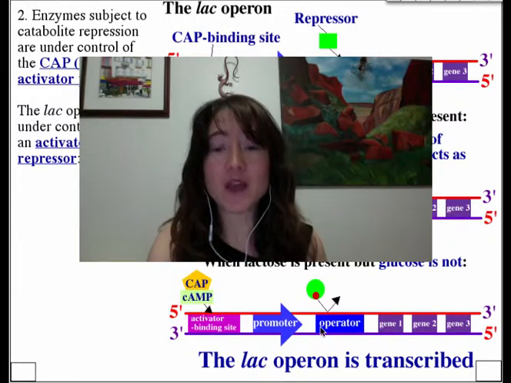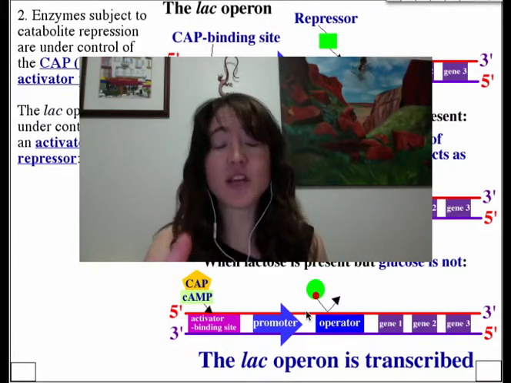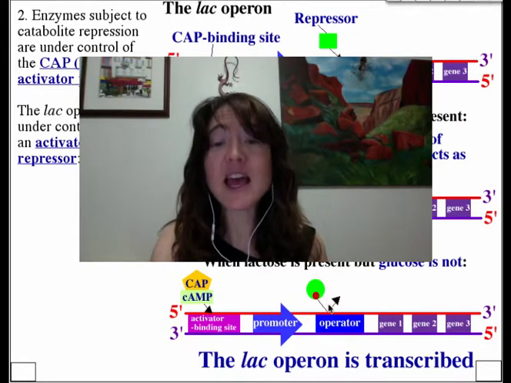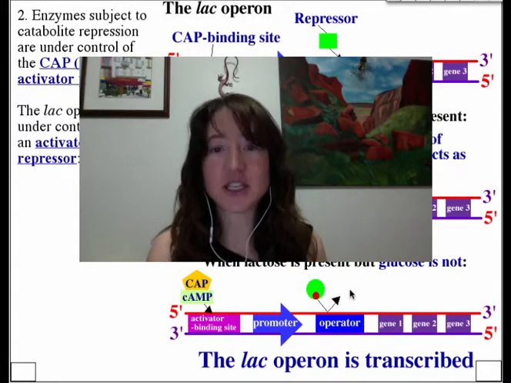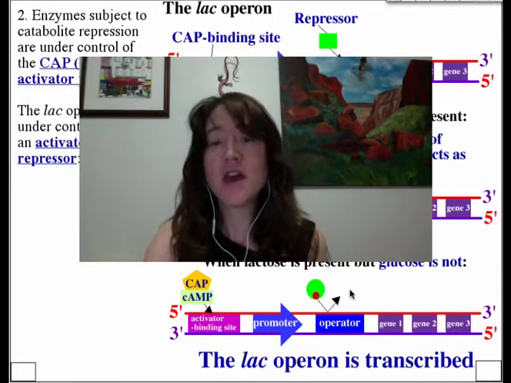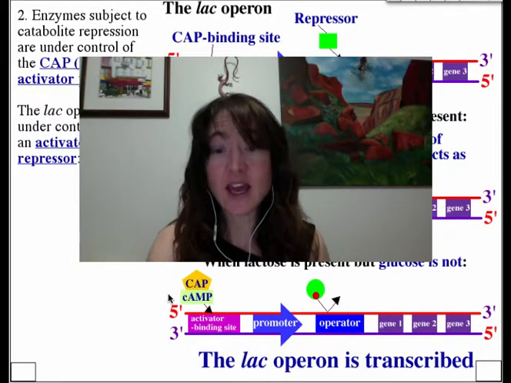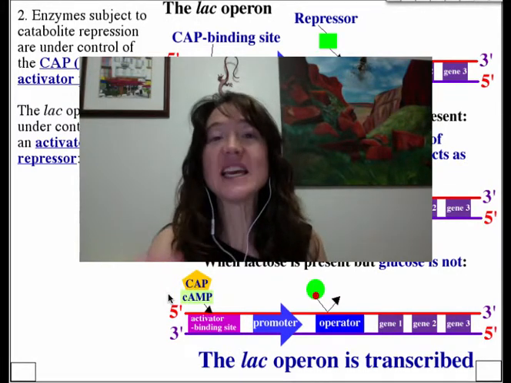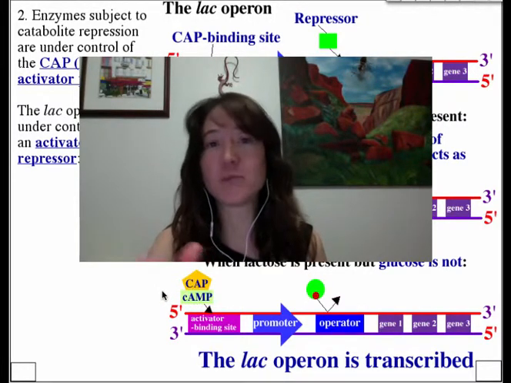So the operator is the switch. You could think of it like a light switch. It is the switch that responds to the presence of lactose. If lactose is present, that switch is turned on. The other environmental condition that the lac operon responds to is the presence of glucose. This switch is at the activator binding site. And once again, genes 1, 2, and 3 are only going to be expressed when glucose is absent. That is, when cyclic AMP is present and the activator binds.